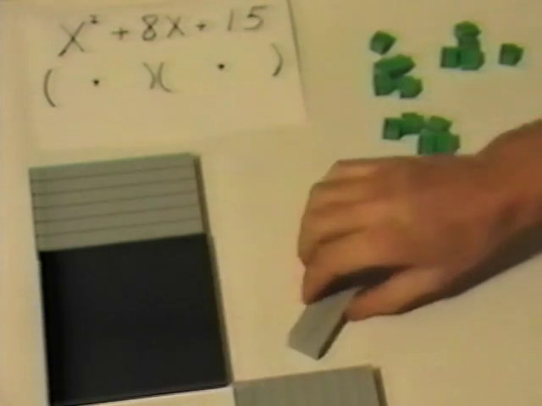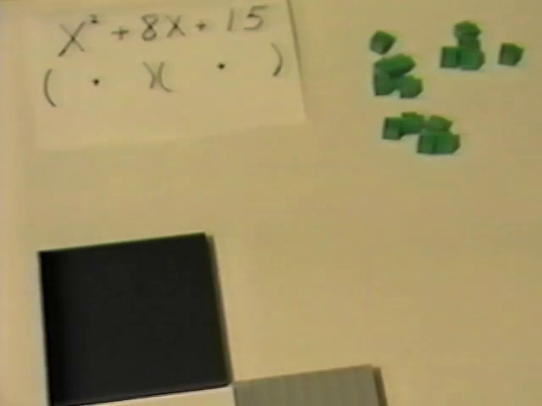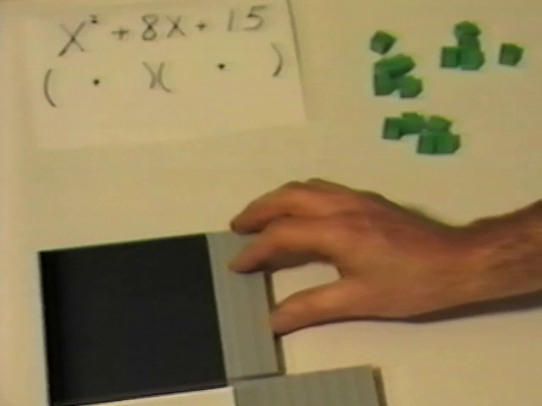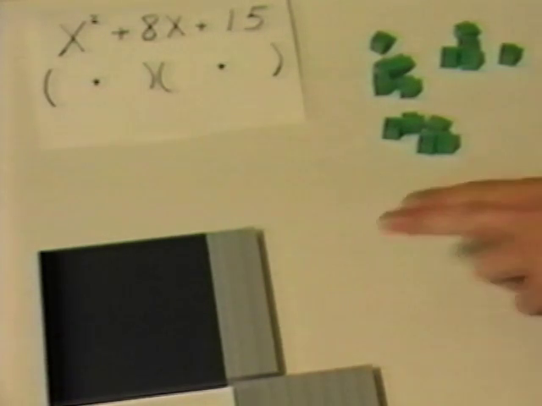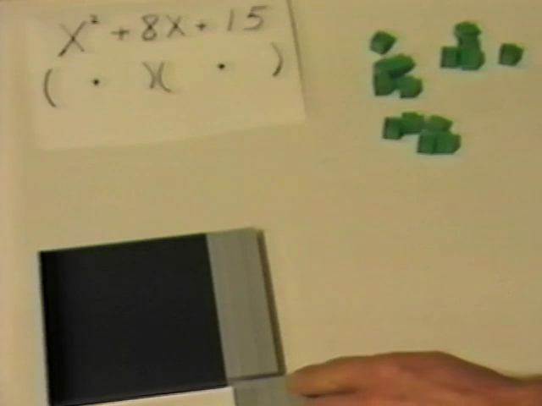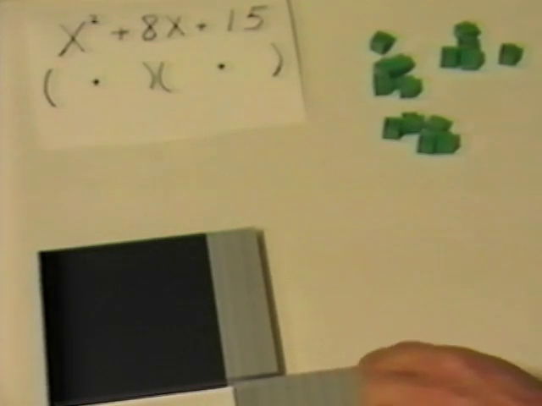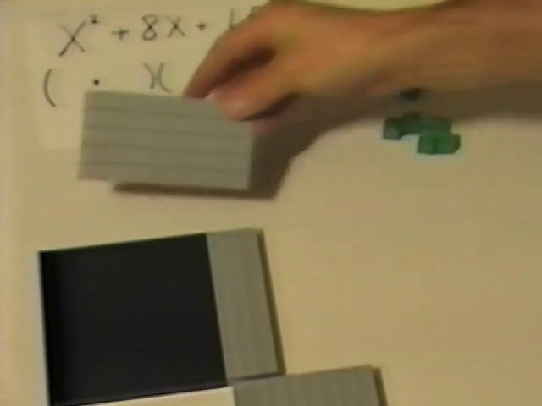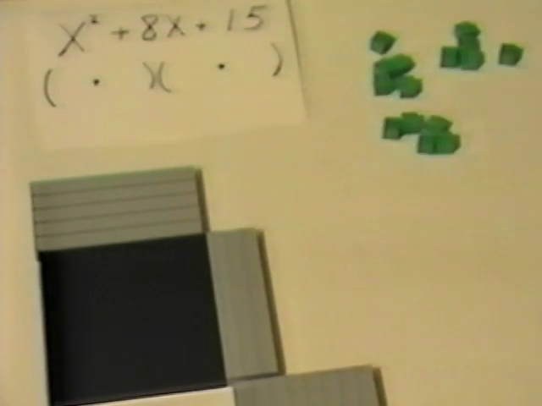If it doesn't work with two x's on the side, how many x's will we try on the side? That's right, we will try three x's on the side. Three and how much more makes eight? Three, four, five, six, seven, eight. Well, let's count. One, two, three, four, five. Three and five more makes eight. So we will place how many above? Five. Three and five makes eight.